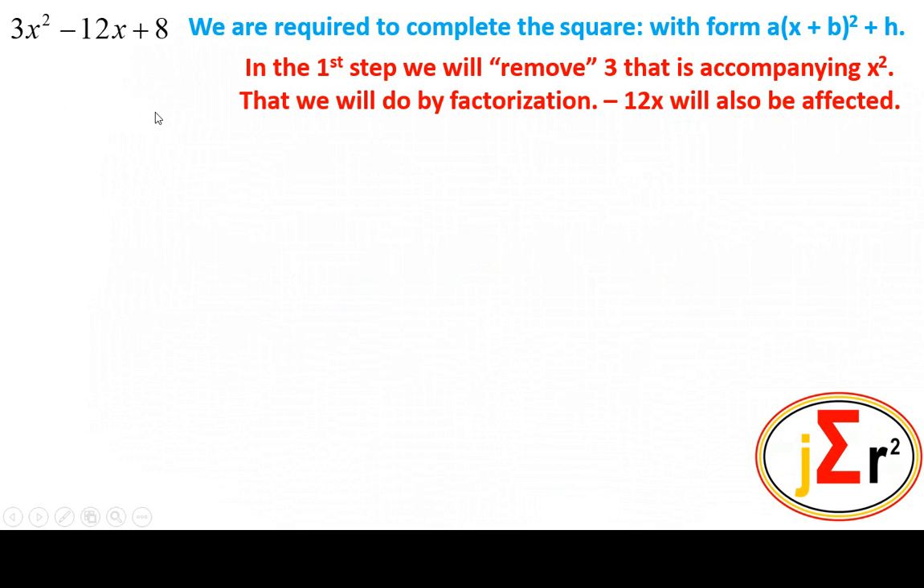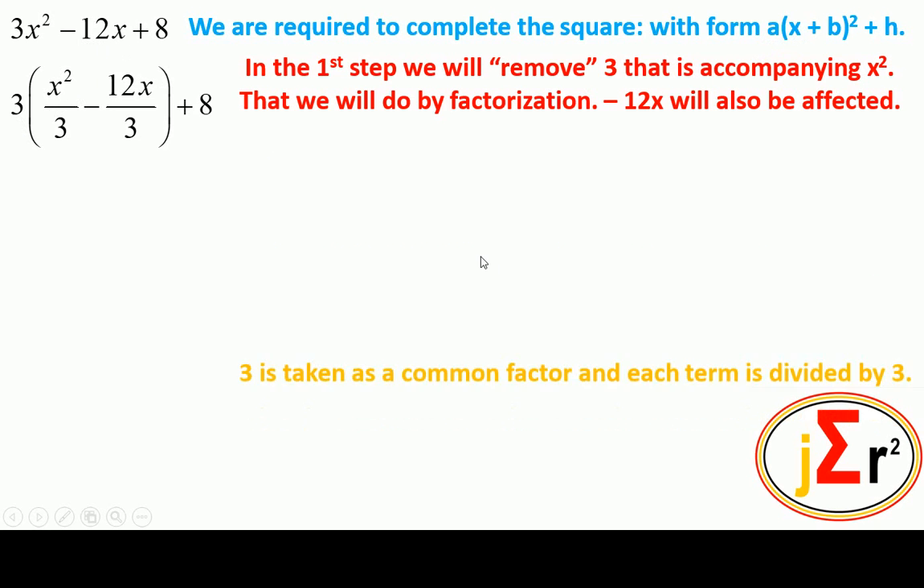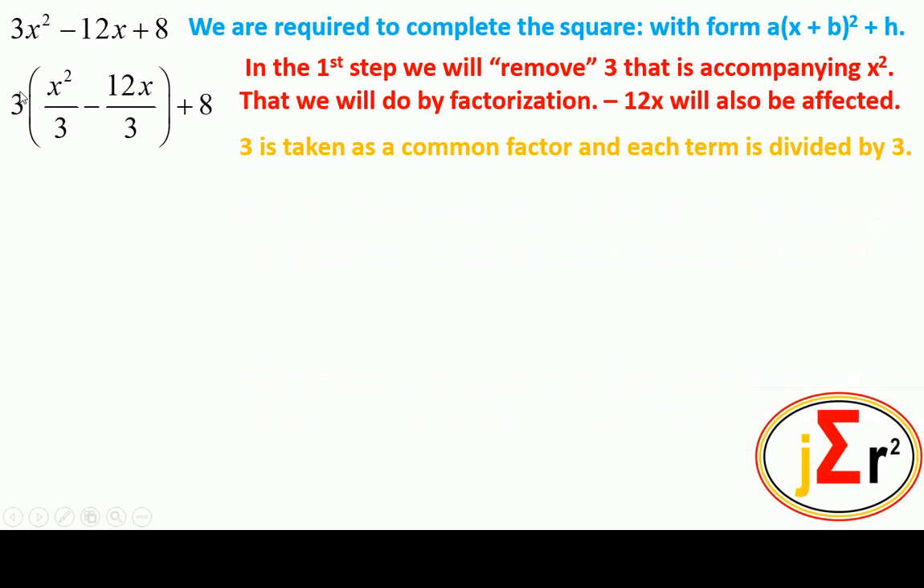In our attempt to do that, the negative 12x is going to be affected. So we take the common factor of 3 in order that the x will be there by itself. However, by so doing, we will also affect the negative 12x. 3 is taken as a common factor, and each term is divided by 3. We take 3 out. Of course, we're going to say 3 into 3x squared. The 3 will cancel the 3, and we will have x squared. And we are showing it right here.